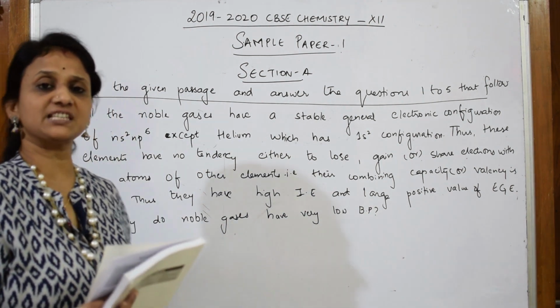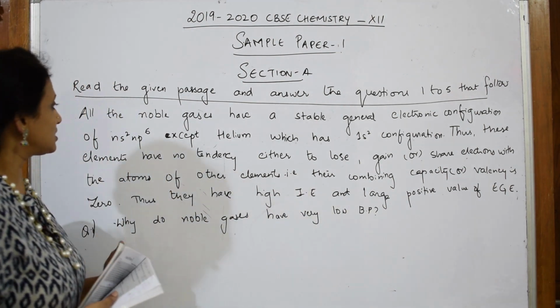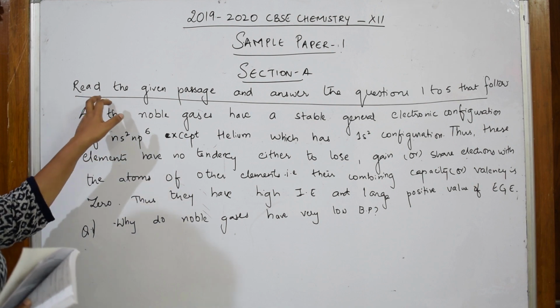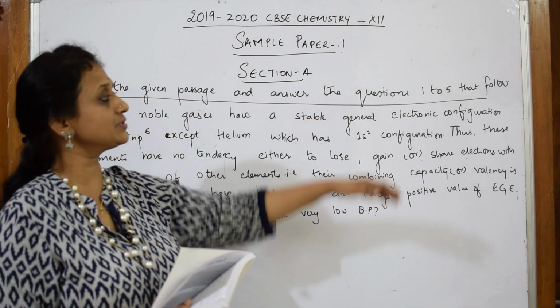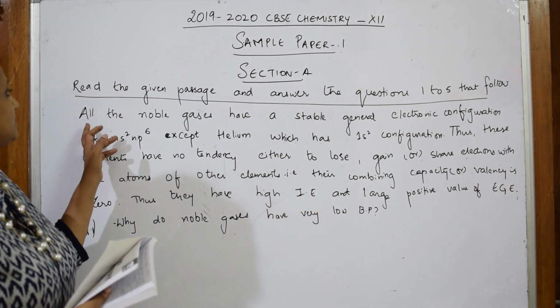So when I take the first sample paper, the first question, let us read the question and see how to answer in the exam. So what do they give us? The statement: read the given passage and answer the questions 1 to 5 that follow. That means 5 questions are going to repeat. So let us read the paragraph first.